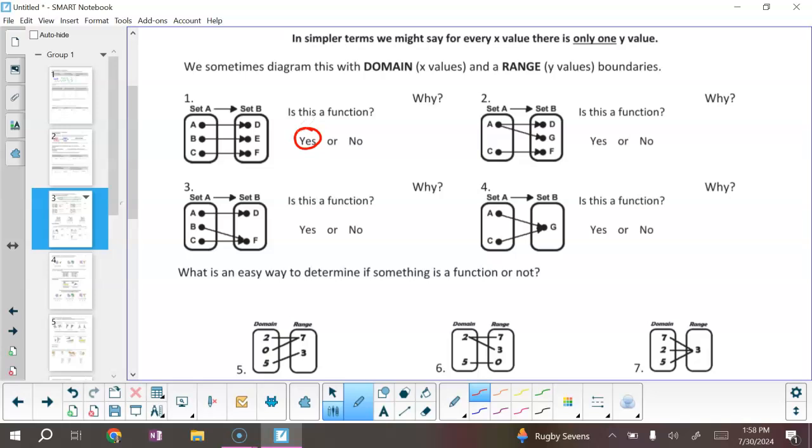Okay? And why? Well, each element in set A goes to 1 in set B.